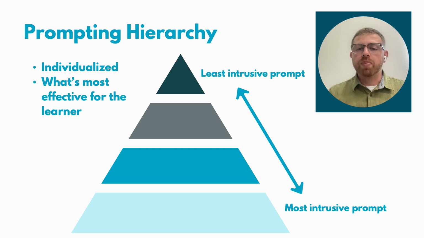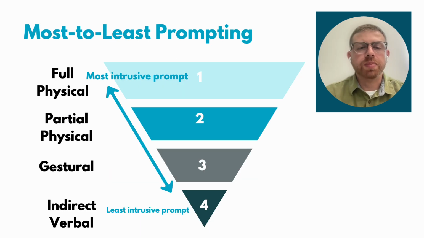So with a prompting hierarchy, we think about these hierarchies in terms of what I mentioned before. We have least intrusive prompts and most intrusive prompts. So we'll keep our mind framed around that concept as we move into these different prompt fading techniques. So, most to least prompting here, we have our hierarchy. We have full physical, which is our most intrusive prompt, and then it works down to our least intrusive prompt, which is like an indirect verbal prompt.